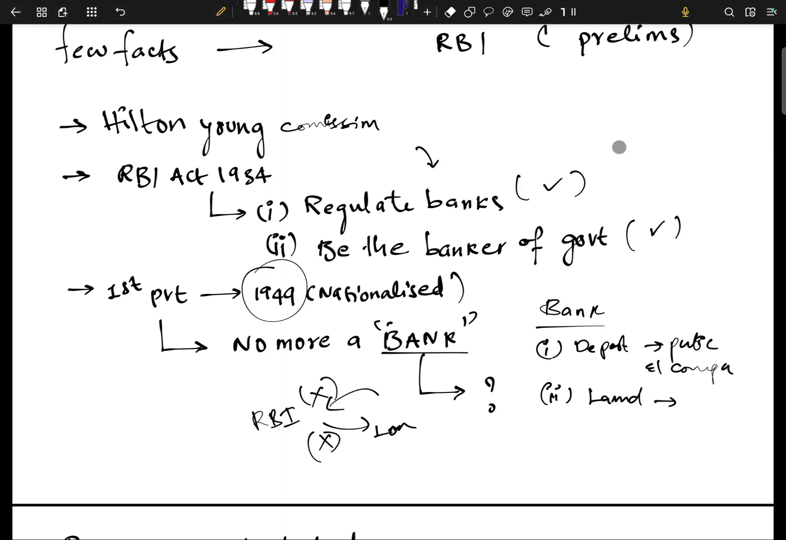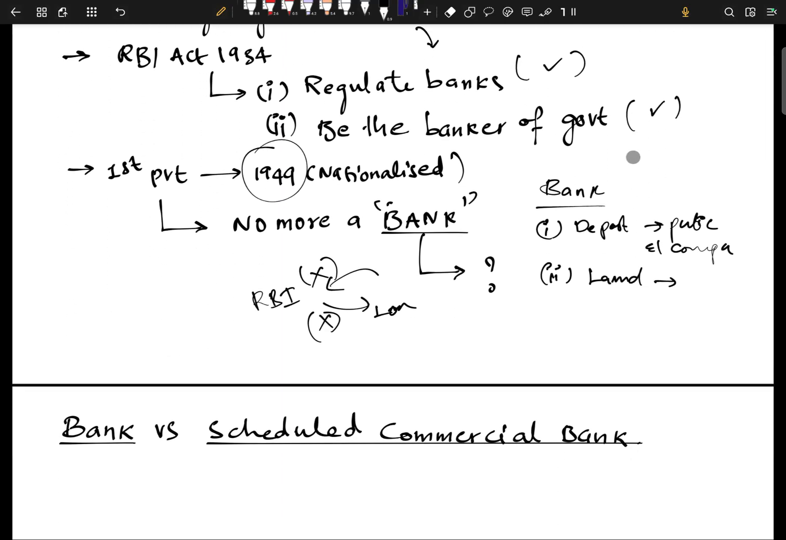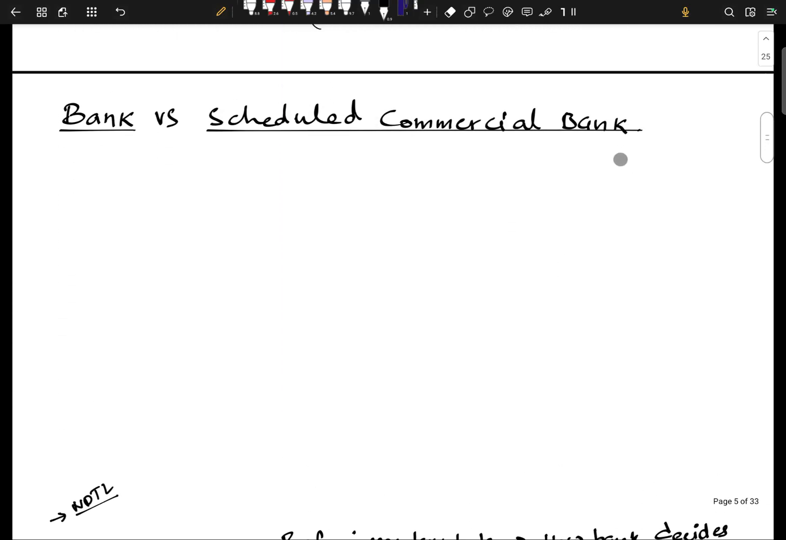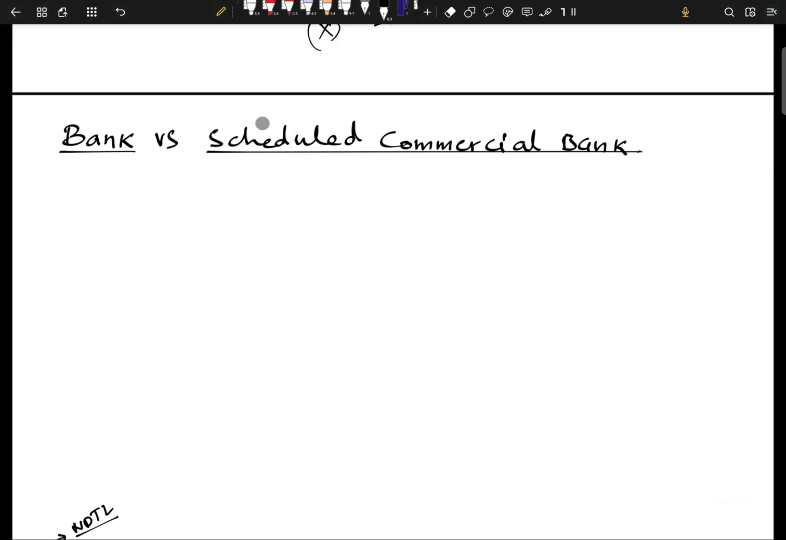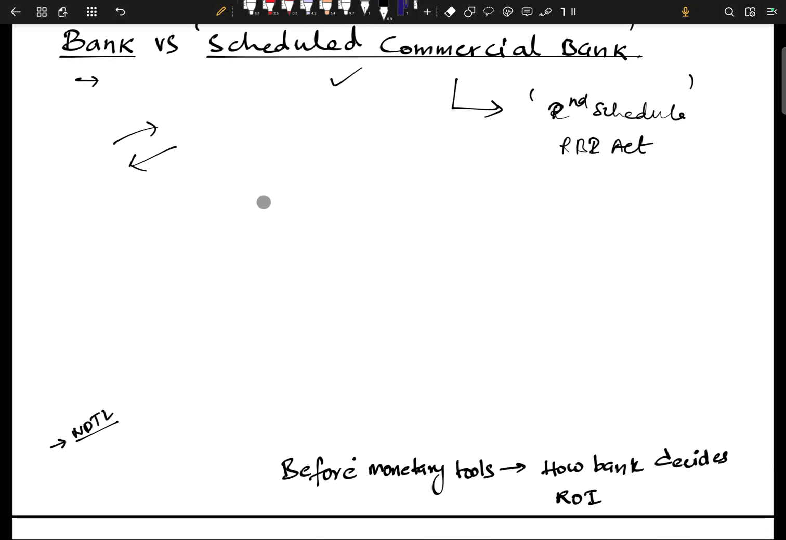Before going into what the Monetary Policy Framework Agreement is, I would like to introduce you to two terms here. What is a bank and what is a scheduled commercial bank? Bank, we've already seen what it is. Scheduled commercial banks are those banks which are mentioned or listed under the second schedule of the RBI Act. Right? These are scheduled commercial banks. So the basic functions of the bank: give loans and take deposits from the public. That is you and me.